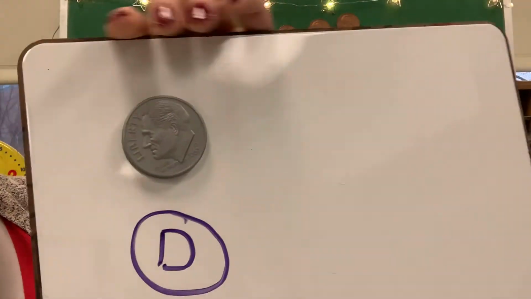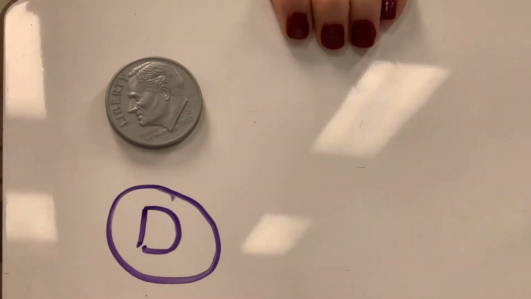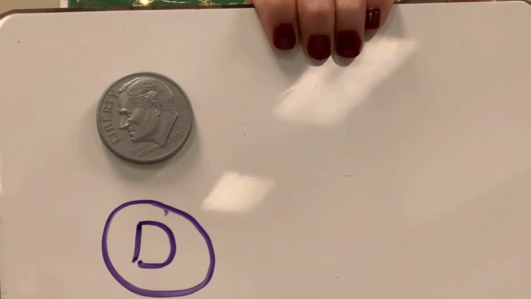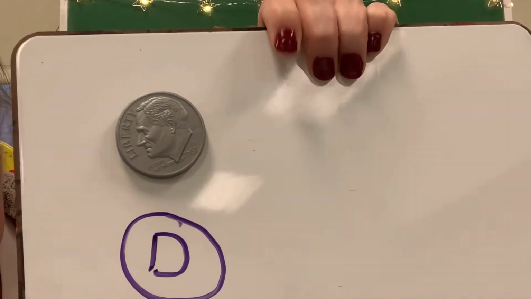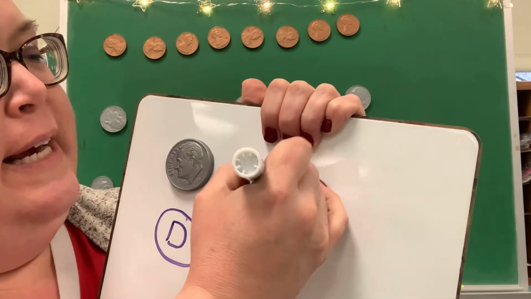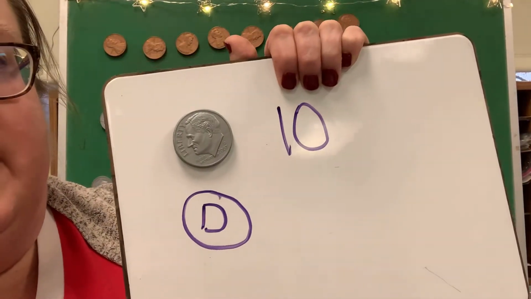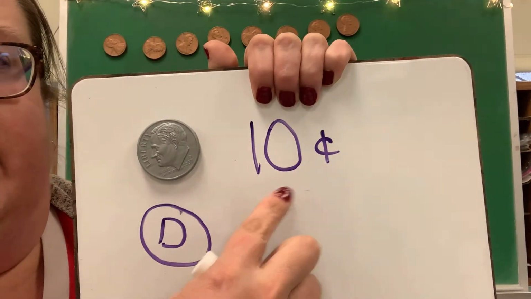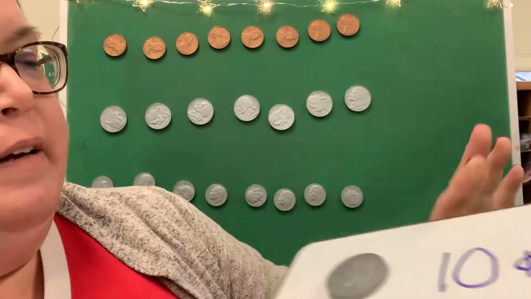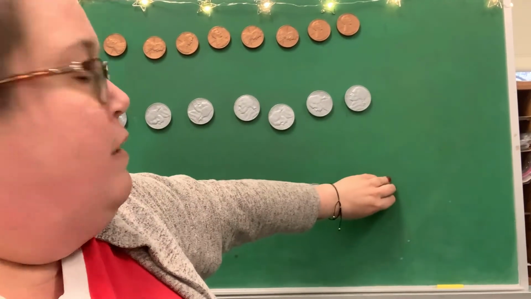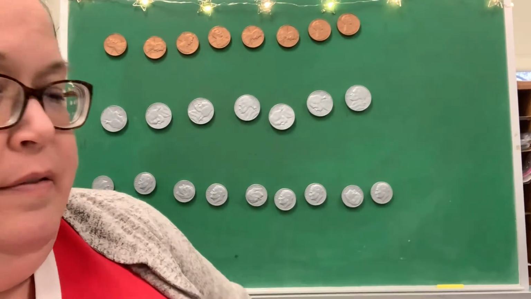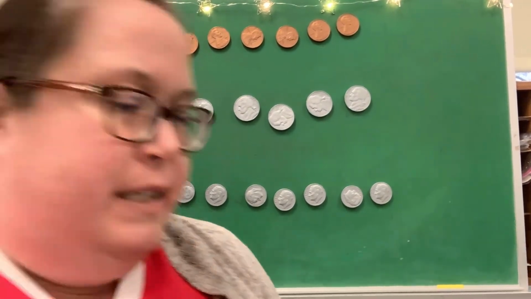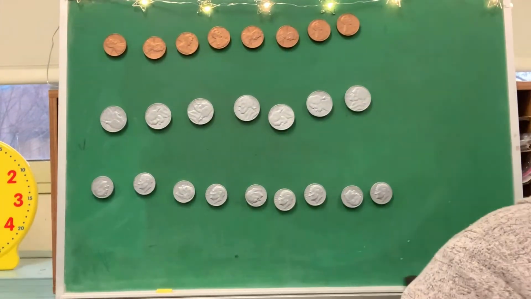D for dime. Now, do you remember how much the dime is worth? 10 cents. Yes, I'm going to write 10 because it's worth 10. Then I'm going to write the cent sign. 10 cents. Good. All right, now I'm going to put this up here with the collection of dimes.